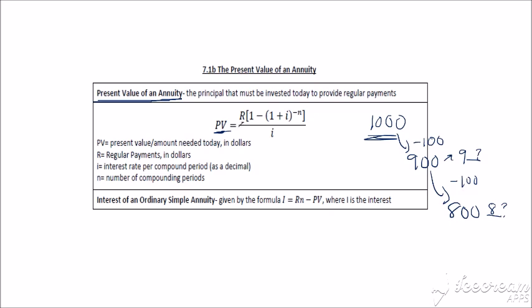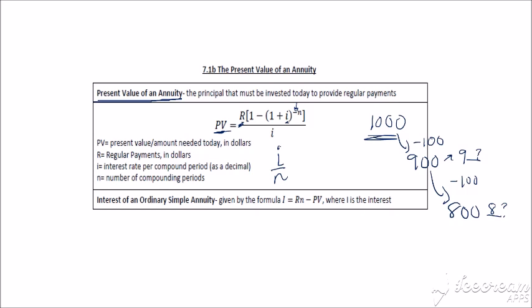Okay, R, again, is the regular payments. That's not going to change. I is going to be the exact same thing. We're going to take I and divide it by the number of compounding periods per year. And N is the total number of compounding periods. If you look here, this is a negative, so raised to the negative N. And then it's all over I.